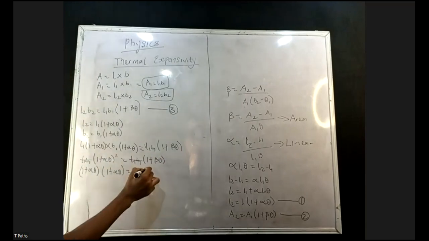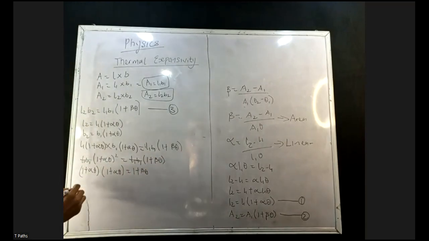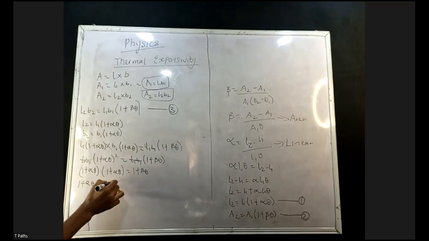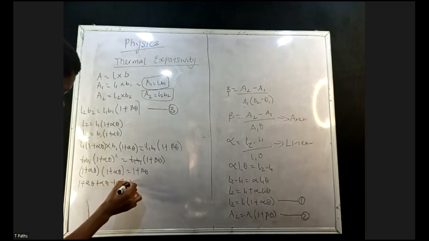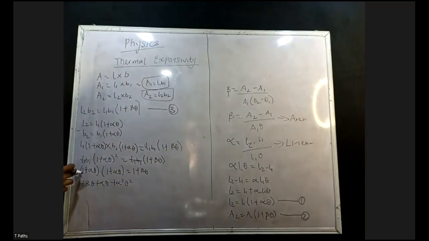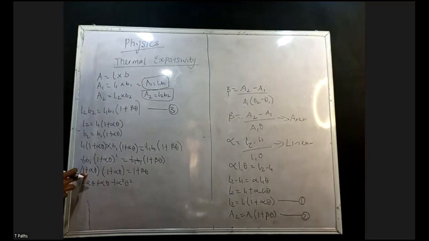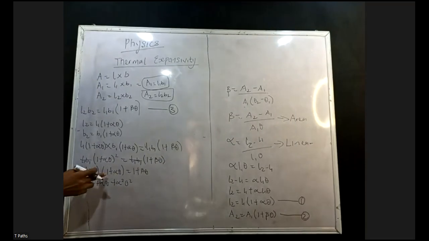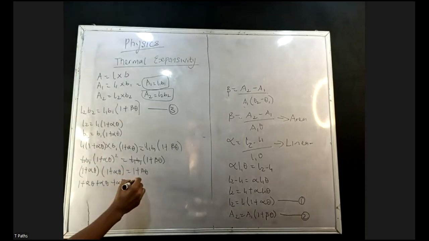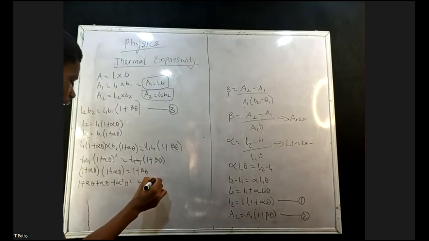So what I want to do here is open these brackets. So I'm saying 1 times 1 is 1, 1 times alpha theta is alpha theta, alpha theta times 1 is alpha theta, then alpha theta times alpha theta is alpha squared theta squared. I hope you guys know how I do this. What I'm simply doing is 1 times 1, 1, 1 times alpha theta, alpha theta, and alpha theta times alpha theta squared, equal to 1 plus beta theta.